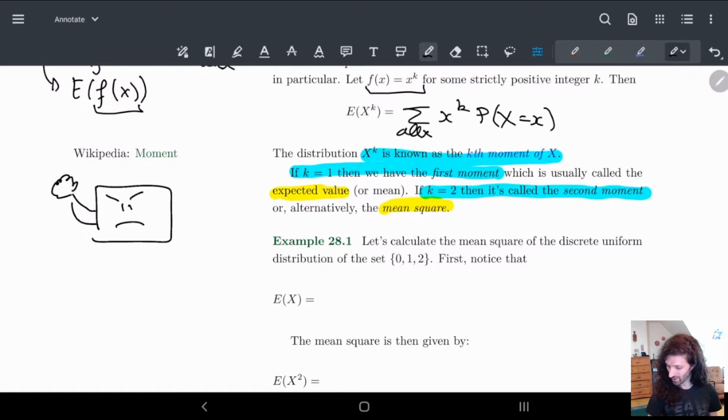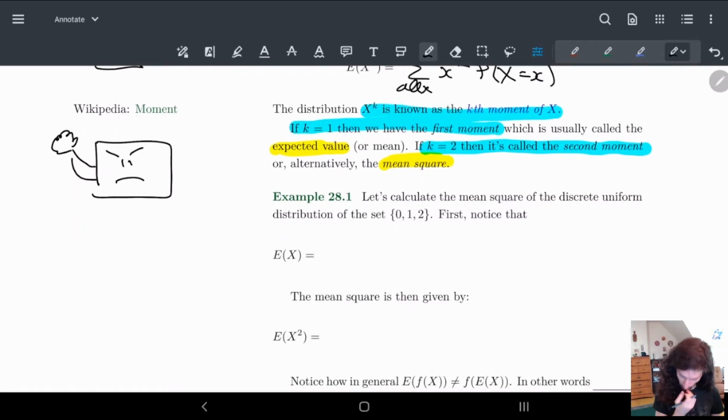So what we'll do is keep going and look at an example of this to see how it works. Let's look at the mean square of the discrete uniform distribution. So let's look at example 28.1. In this case, we're trying to calculate the mean square of the discrete uniform distribution on the set 0, 1, 2.